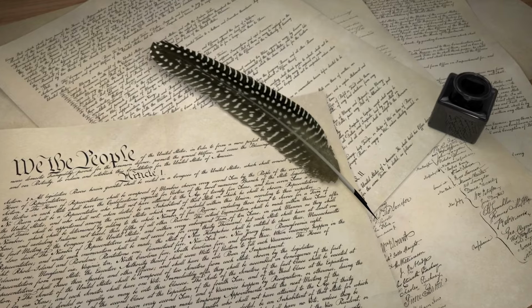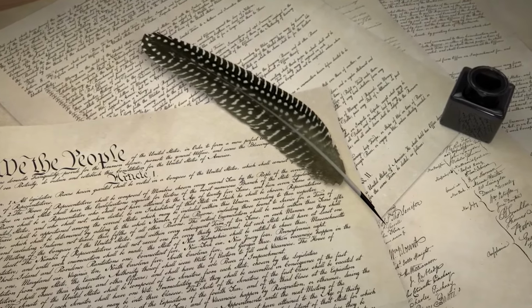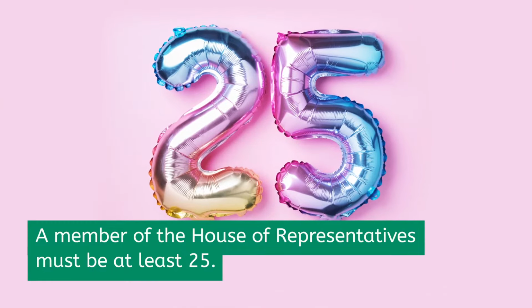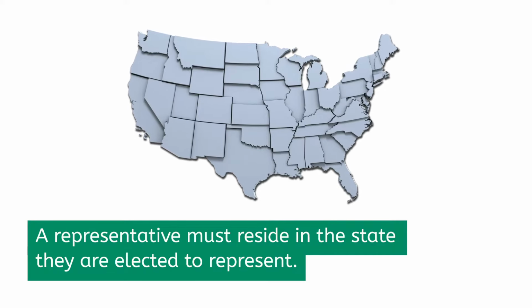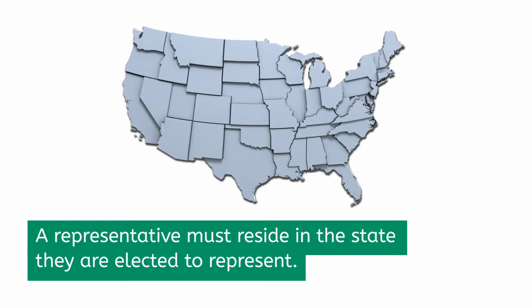The requirements to be a U.S. representative are outlined clearly in the Constitution, and there are only 3. First, a member of the House must be at least 25 years old. That's not far away for you. A representative must reside in the state they are elected to represent. Imagine electing someone who is not a resident of a state. How would they know the wants and needs of the people they represent? And would the representative really have their best interests at heart?